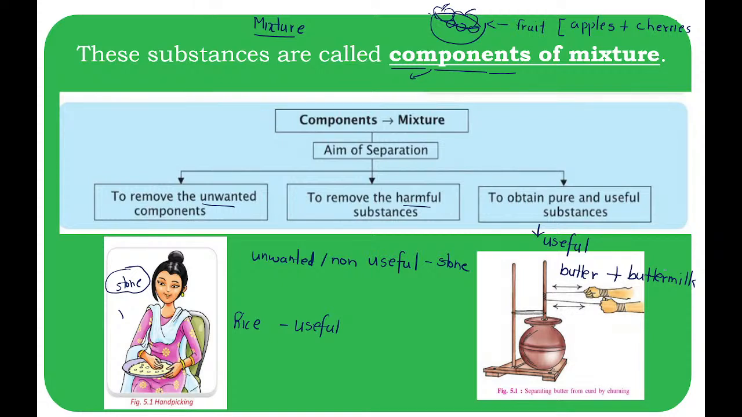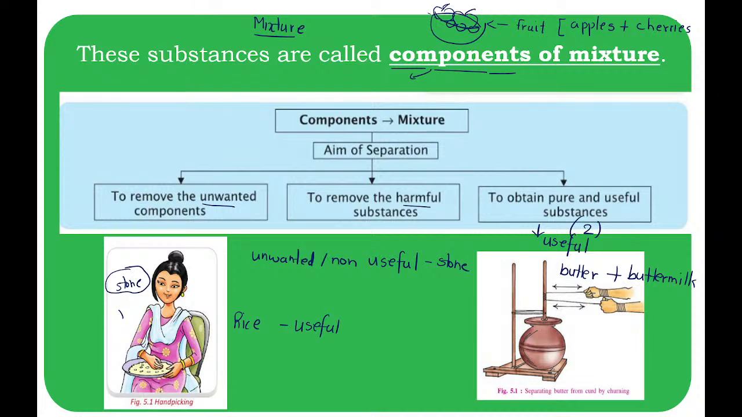So this mixture is made up of two components. How many components? Two components. One is butter, the other is buttermilk, but both components are useful. Both are useful for us. Therefore, we are going to learn different methods of separation in today's class.